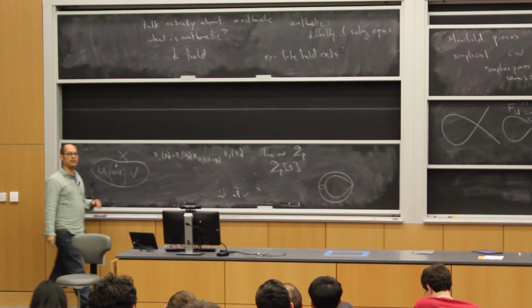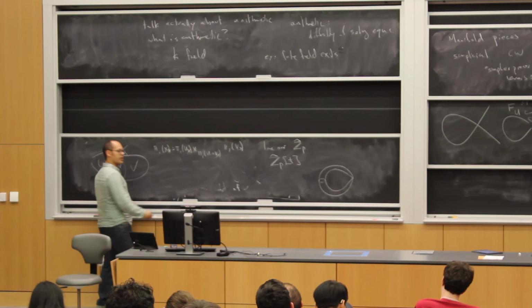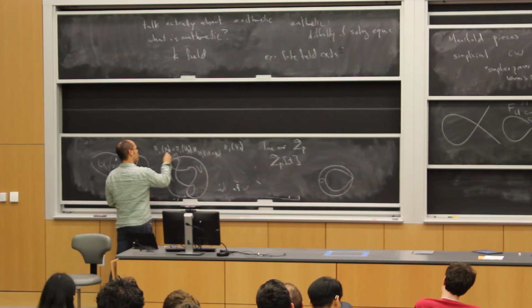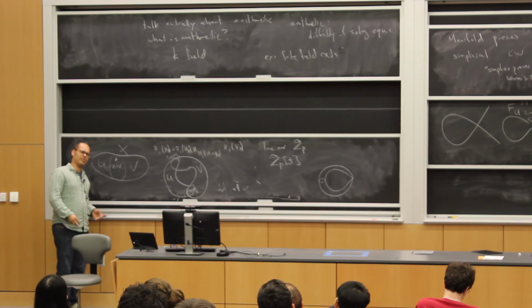But have you ever bumped into what if U intersect V isn't path connected? So what if you have something like that? This is U, this is V, and you have U intersect V_1 and U intersect V_2. So what does the Van Kampen theorem say? Or maybe it doesn't have anything to say. It has something to say.